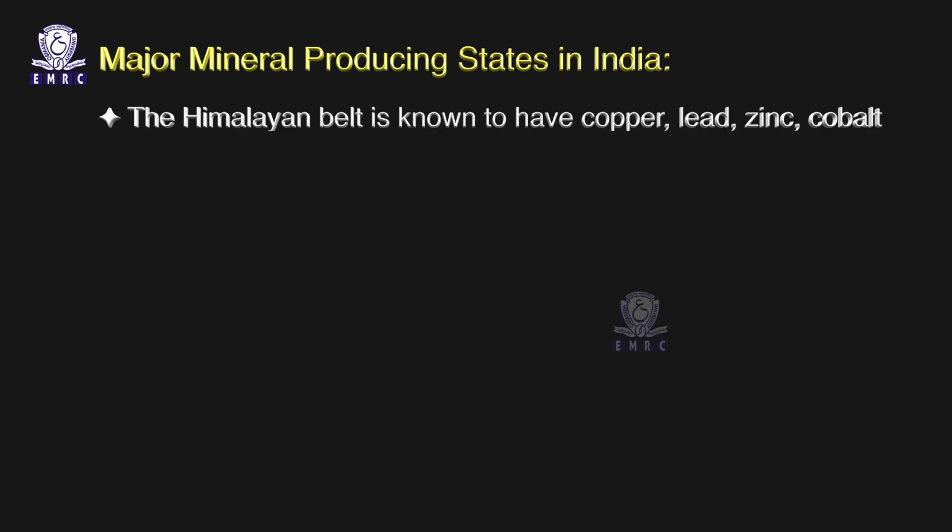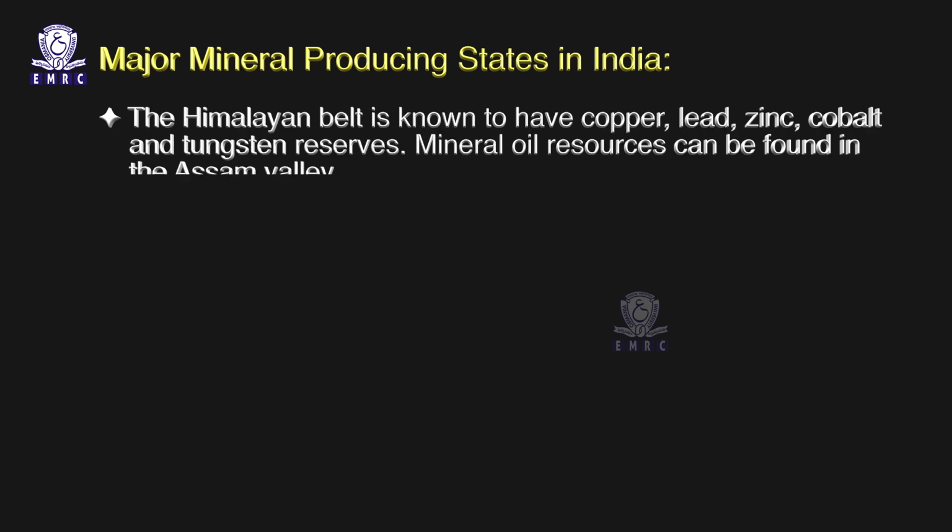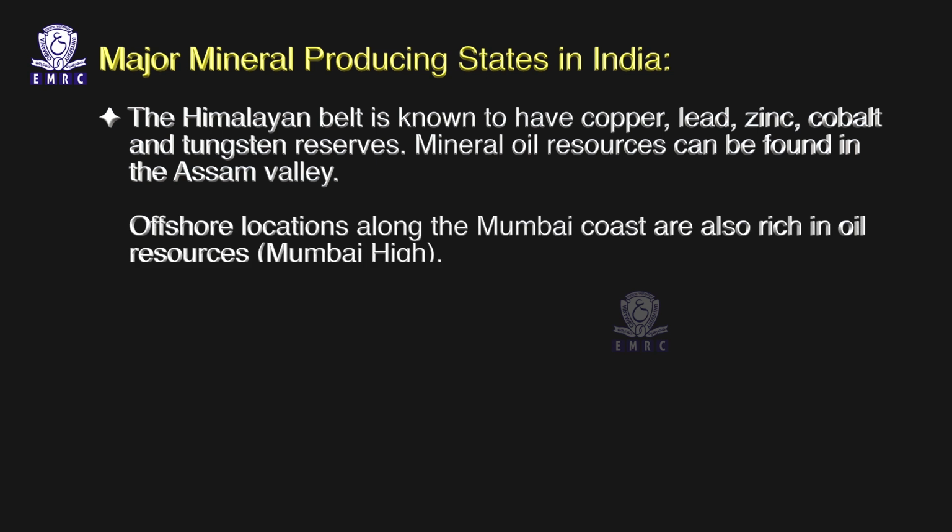Next, the Himalayan belt. It is known to have copper, lead, zinc, cobalt and tungsten reserves. Mineral oil resources can be found in the Assam Valley. Offshore locations along the Mumbai coast are also rich in oil resources. Well, this was one particular type of classification. Now let's look at a different type of classification.